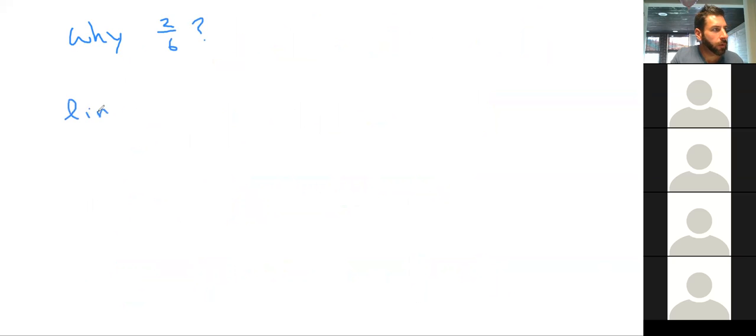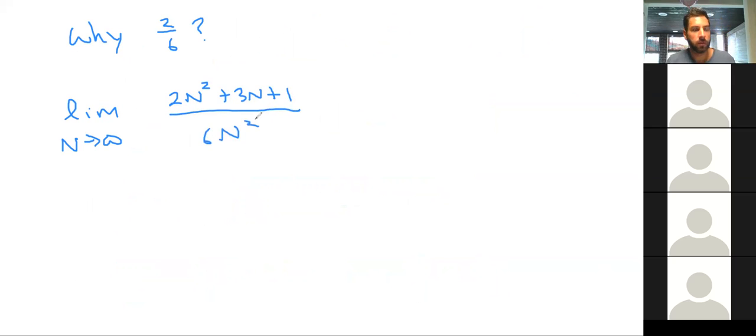Well, let's look at the limit. What limit did we have? So we have the limit as 2n squared plus 3n plus 1 over 6n squared. That's the limit, correct? So one way, the shortcut way, is to say, okay, the polynomials match degrees. And so you take their leading coefficients, which are just 2 and 6.